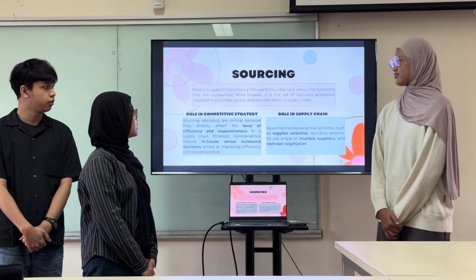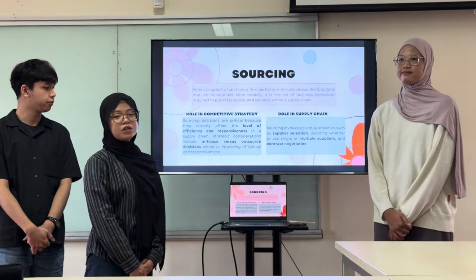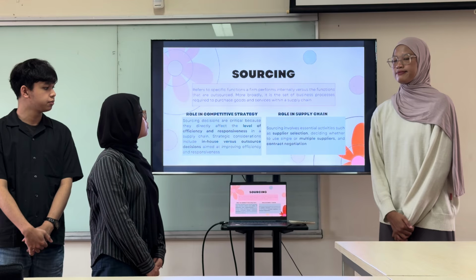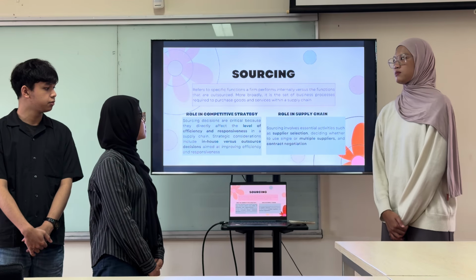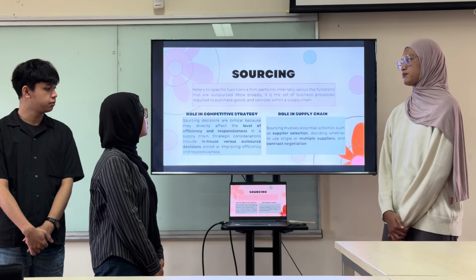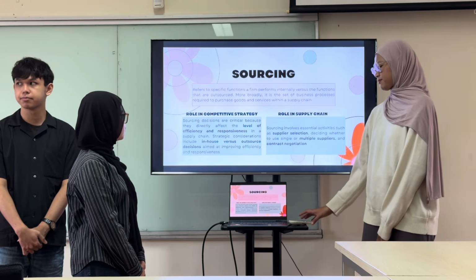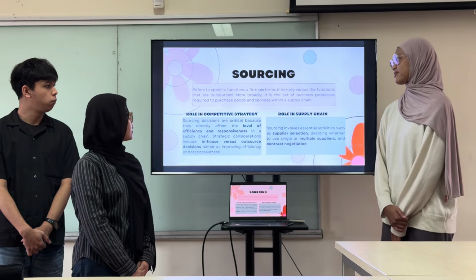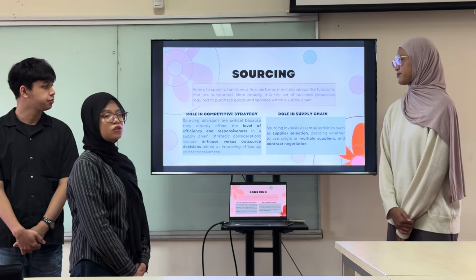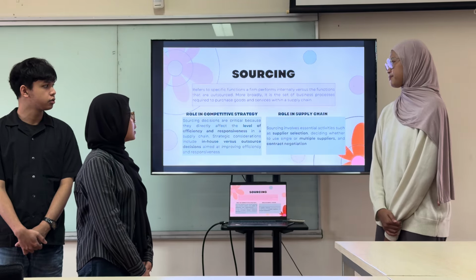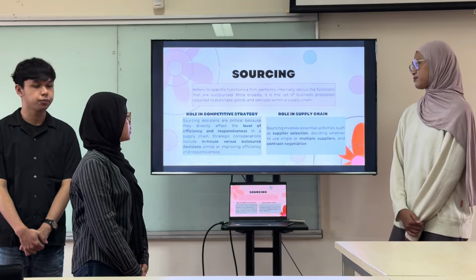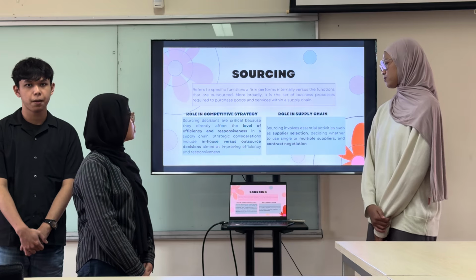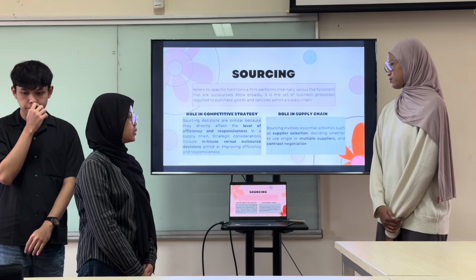Next, we have sourcing. So sourcing refers to specific functions a firm performs internally versus the functions that are outsourced. More broadly, it is the set of business processes required to purchase goods and services within a supply chain. So the role in the competitive strategy is sourcing decisions are critical because they directly affect the level of efficiency and responsiveness in the supply chain. While for the supply chain, sourcing involves essential activities such as supplier selection, deciding whether to use single or multiple suppliers, and also contract negotiation.